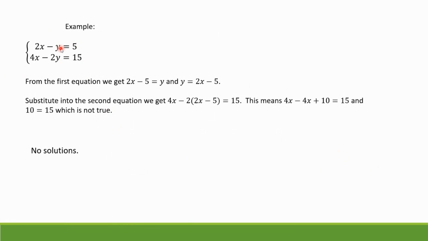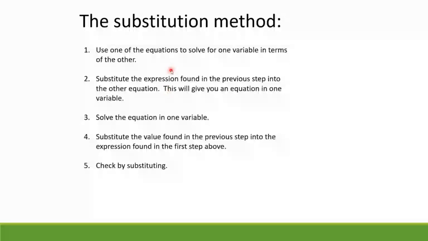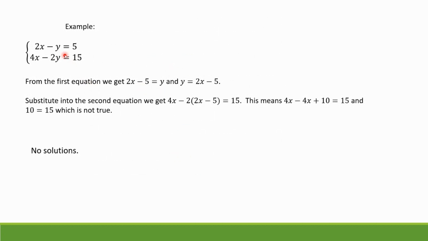So from the first, again, with substitution, right? What we want to do is use one of the equations to get one variable in terms of the other. I fixed this down here. Here it was the second step. I don't know why I wrote the second step here, but it's really the first step. But anyway, from the first equation, it's just like what we did before. We got y in terms of x. It's just like the previous example.